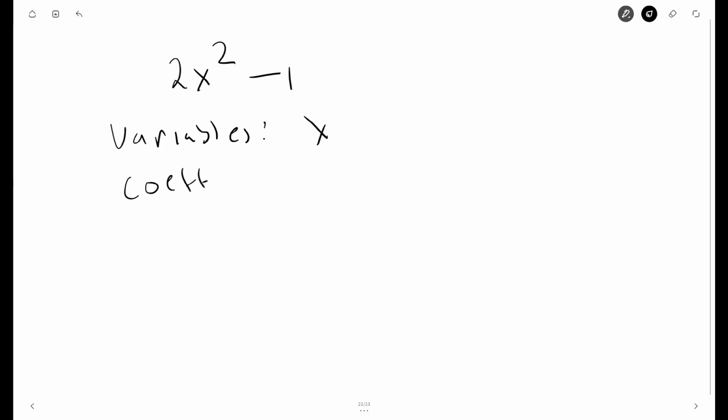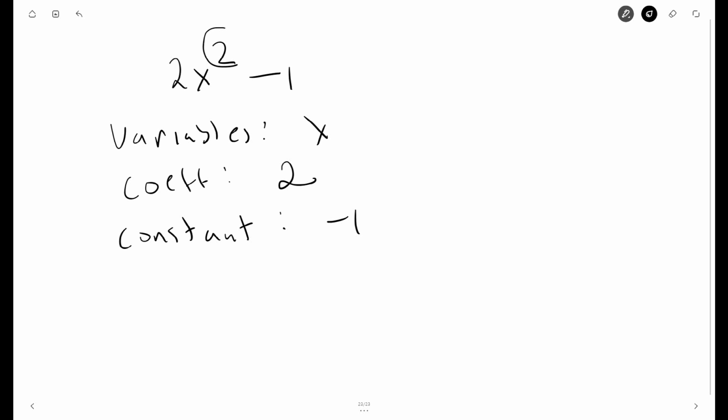So let's illustrate a little better with a smaller example. You have something like this: 2x squared minus 1. So the variable is x, and the coefficient in this case for the variable is 2, and the constant is -1.